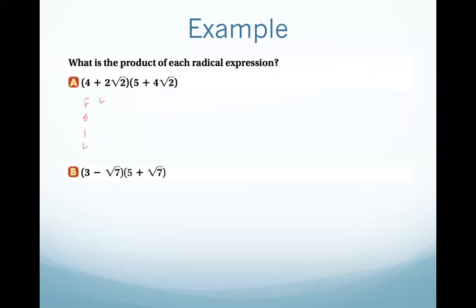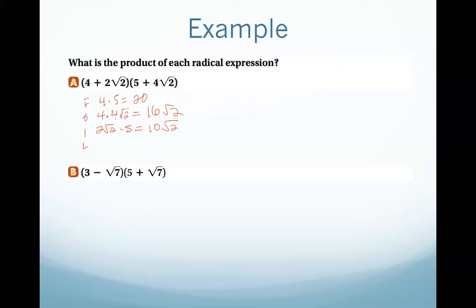First is 4 times 5, which is 20. Outer is 4 times the square root of 2. That's 16 times the square root of 2. Inner, that's 2 times the square root of 2 times 5. We saw this in our last class. The 5 and 2 are not in a radical, so they stay outside of the radical. The square root of 2 can't be simplified.